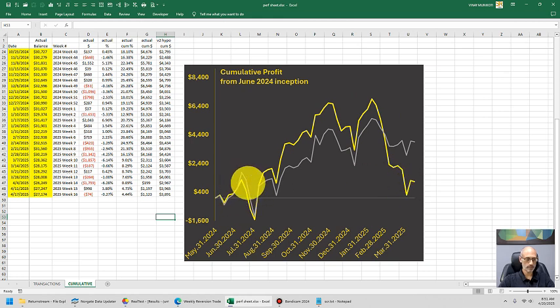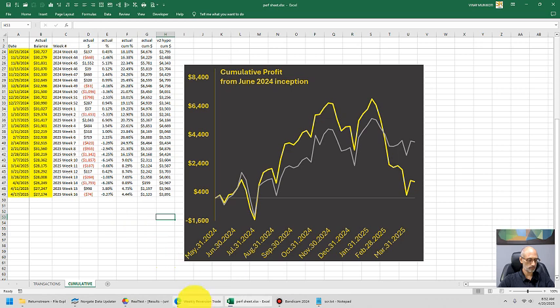The gray line is the version 2, which went live earlier this month. And it's kind of like the pro forma of what the P&L would have grown like had version 2 been traded since last June.